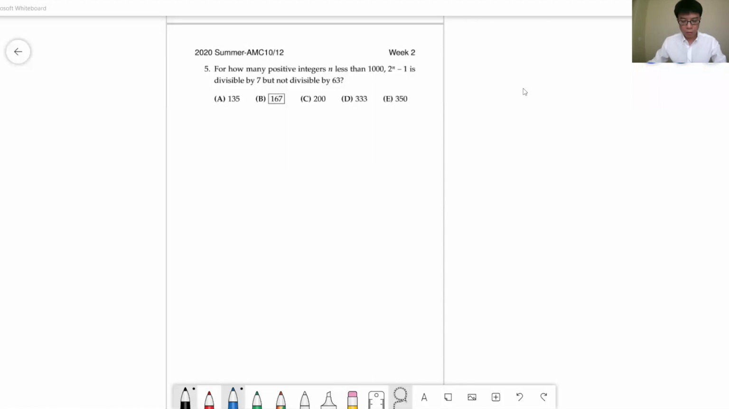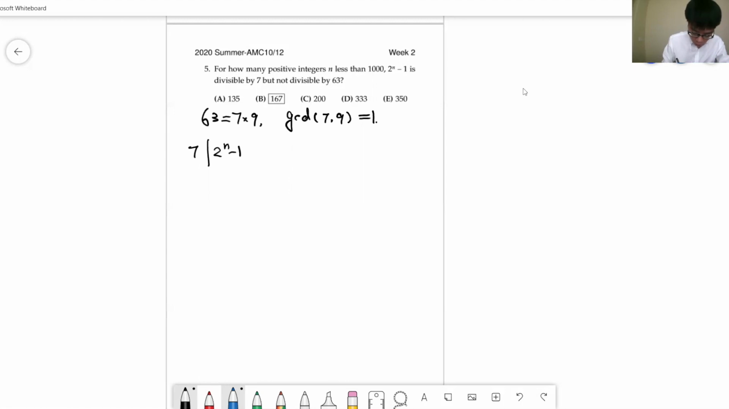All right, let's come to problem 5. So we want to find the total number of n such that this number 2 to the nth power minus 1 is divisible by 7, but not divisible by 63. So notice that 63 is basically 7 times 9. And we know 7 and 9 have greatest common divisor 1. They're relatively prime. So we have, okay, 7 is a divisor of 2 to n minus 1, and 63 is not a divisor of 2 to n minus 1.